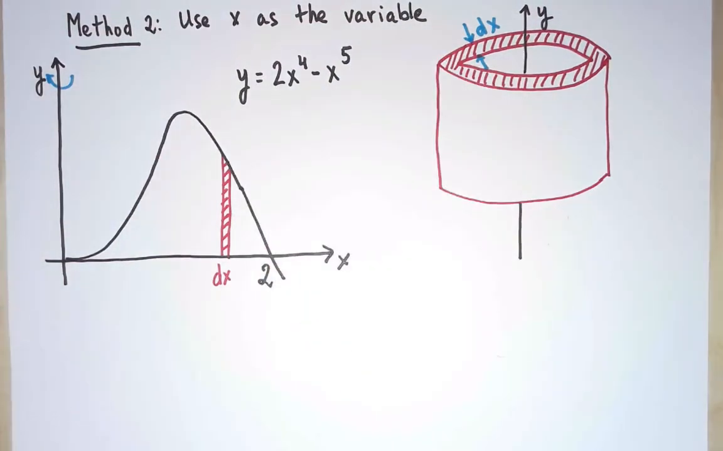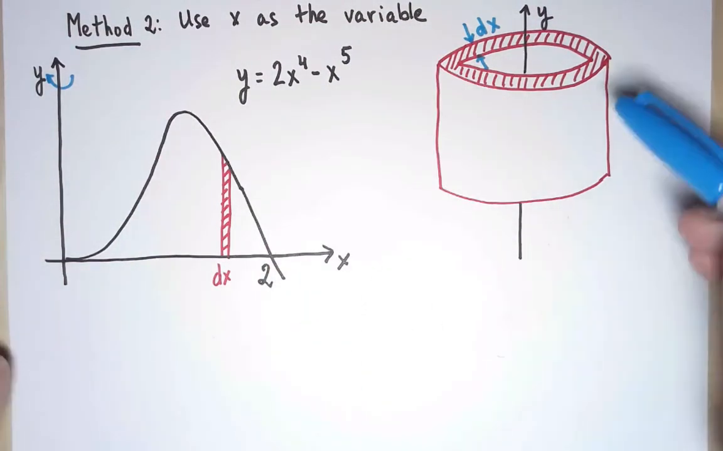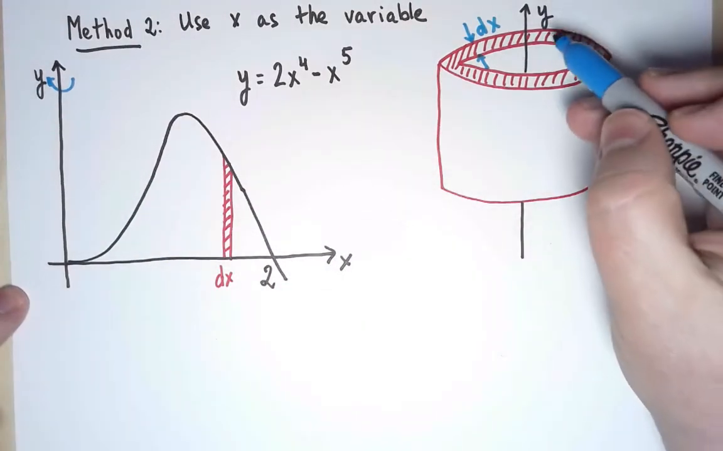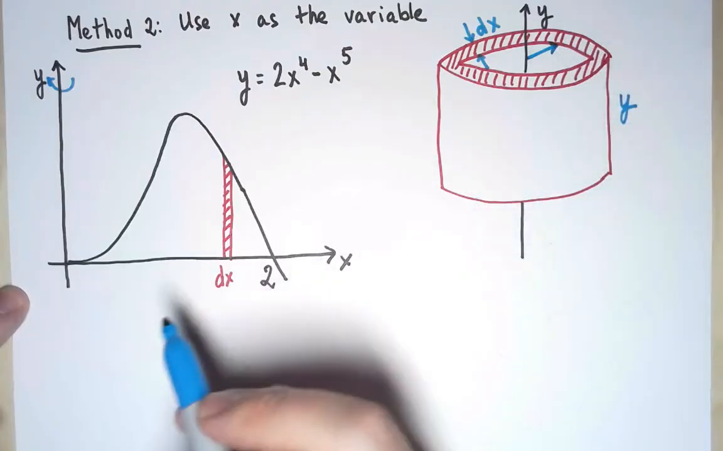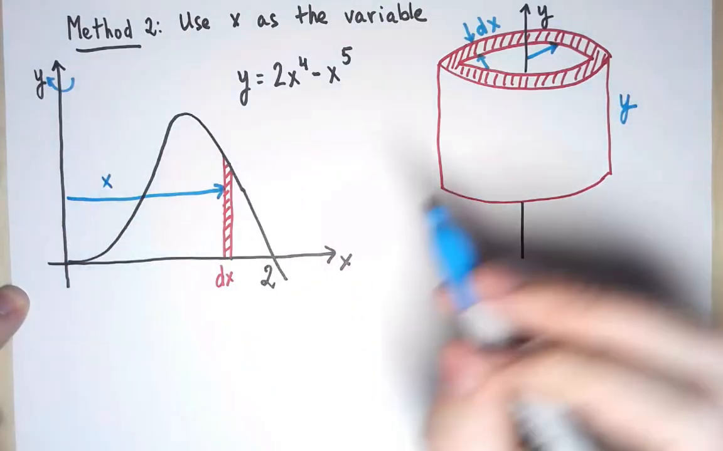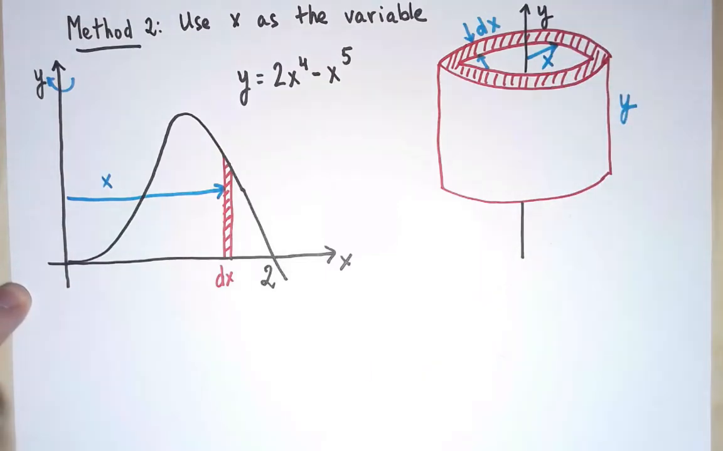Let's find out the other dimensions of this piece. The height is y, and the radius is, well, the distance to the axis, which in this case is x. Notice I will be integrating with respect to x. I will want to write everything in terms of x.